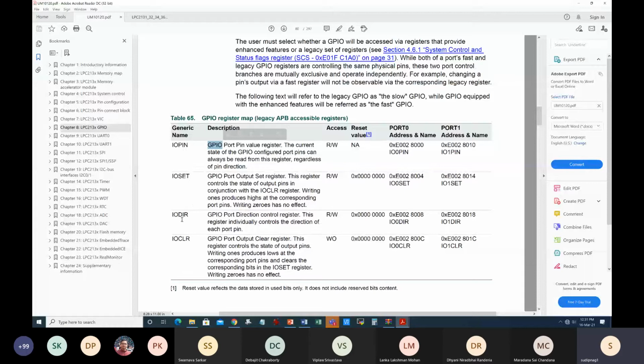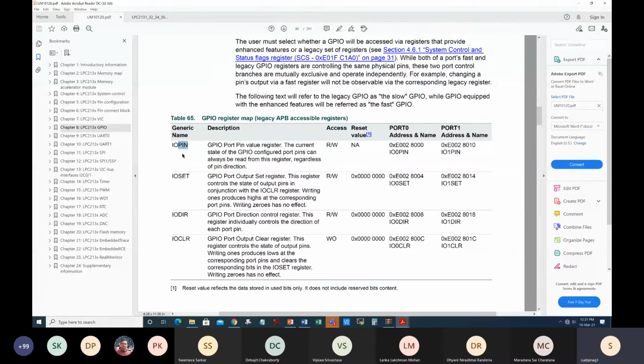Let me repeat the information. First we set the pin select, PINSEL 0 or 1. That is the first step one should do. After that, you should set the direction of any given pin. Once you set the direction, if it is output, then only can you use this IO set or clear. If the direction is input, then you don't use IO set or clear. Rather, you should only use this IO pin, because if the direction is input, something is coming from the outside world, and you want to read the value.